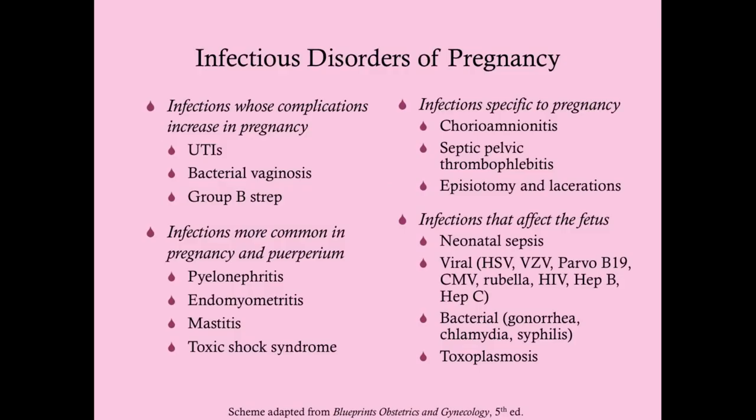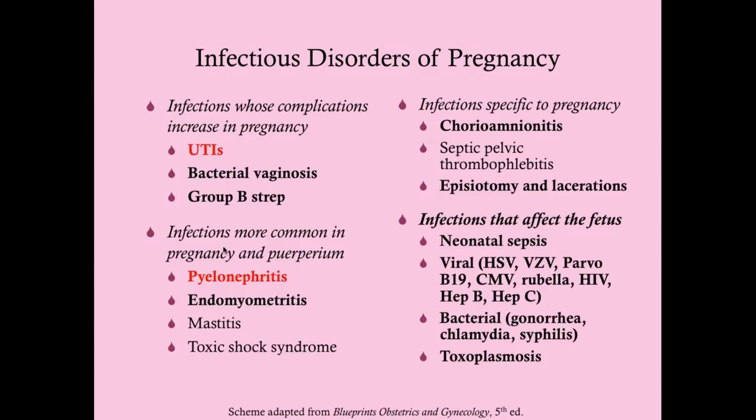All right, so this is our list of infectious disorders of pregnancy. Of course, you can get all sorts of infections, but these are divided up into the infections whose complications increase in pregnancy. Of course, UTIs are going to be part of that because of the potential of that leading to pyelonephritis. And pyelonephritis is actually more common in pregnancy, and the complications of pyelonephritis are very, very problematic. So we're going to talk about UTIs and pyelonephritis, pyelonephritis, of course, being a UTI.